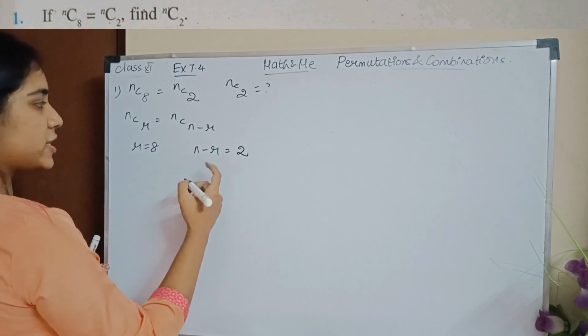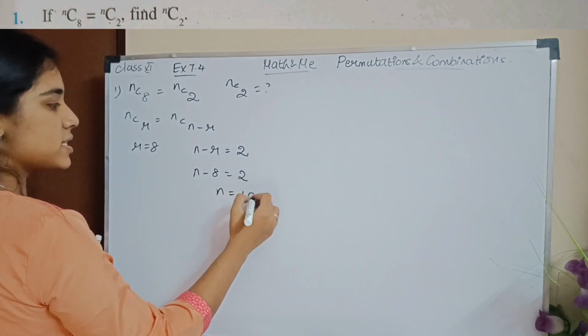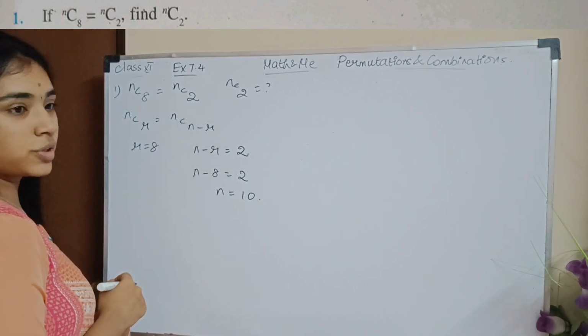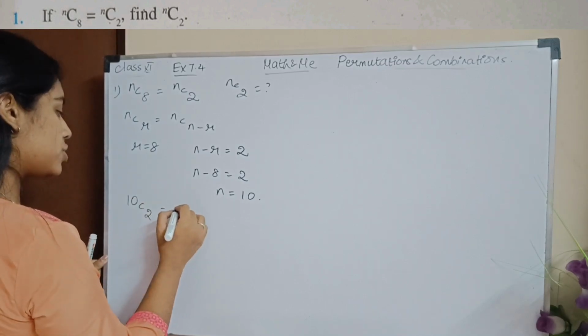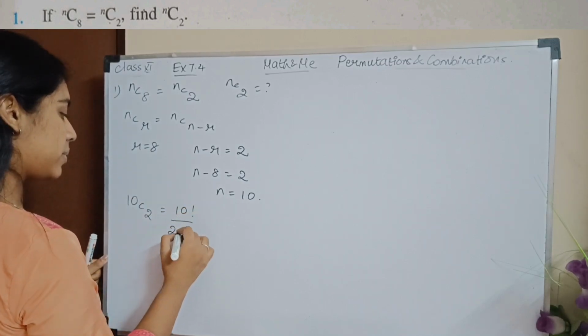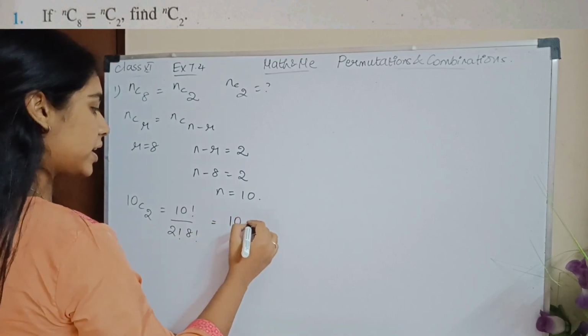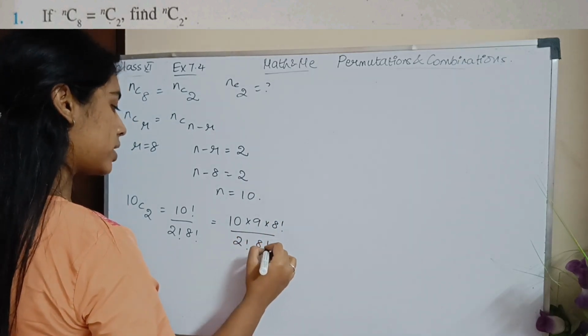So on comparing these two, what do I have? n minus 8 equals 2, so n equals 10. So what is my nC2? When I simply substitute the value for n, I have 10C2, which will be 10 factorial divided by 2 factorial times 8 factorial, since 10 minus 2 is 8. So I'll have 10, 9, 8 factorial divided by 2 factorial, 8 factorial.